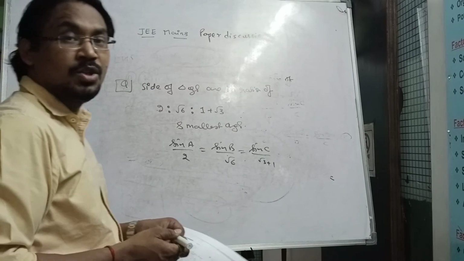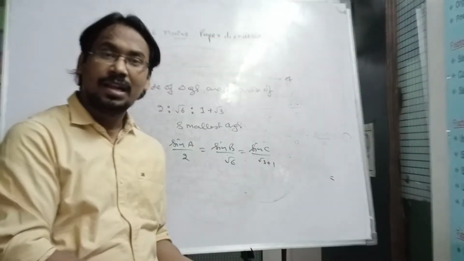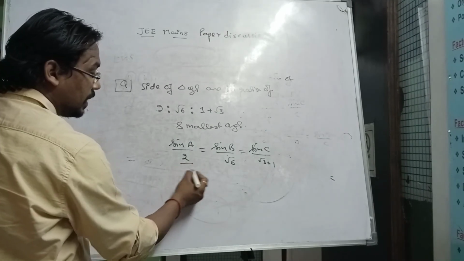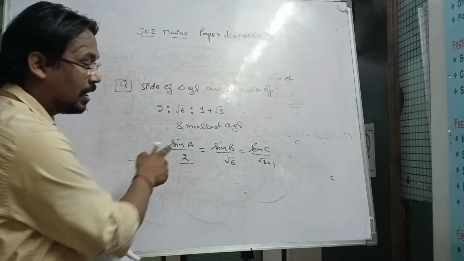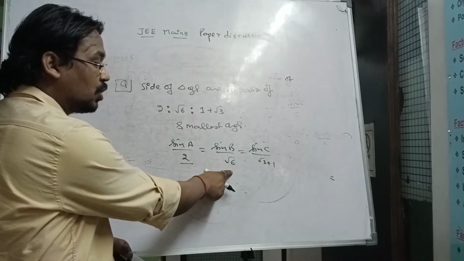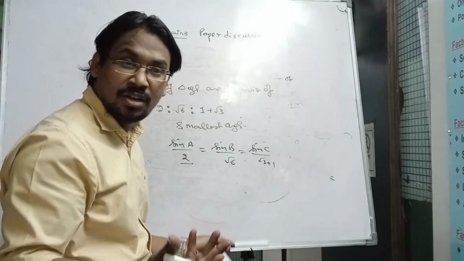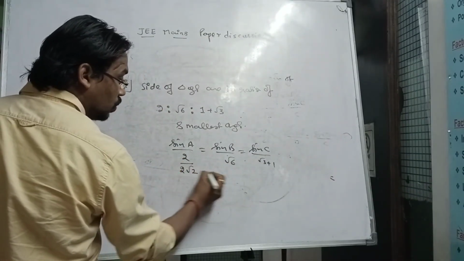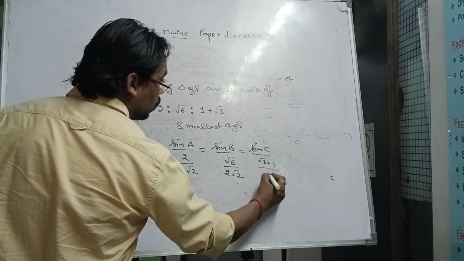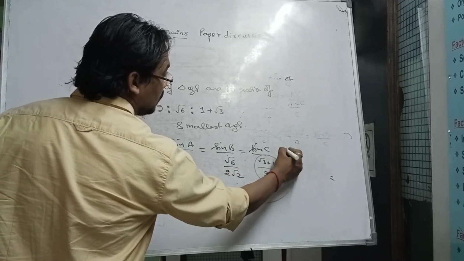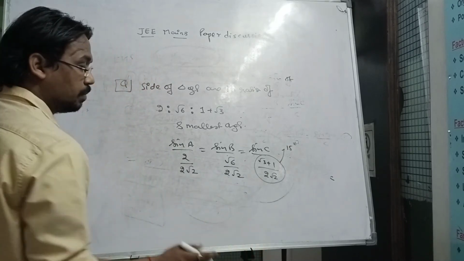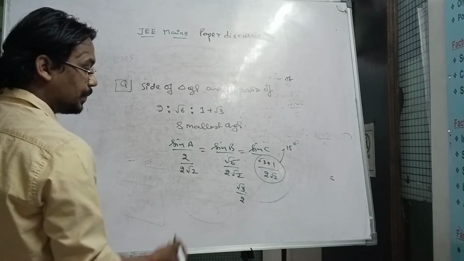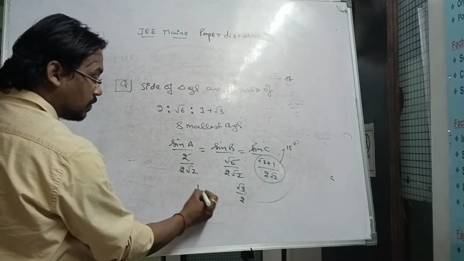Now I will try to make them angles and get the values of A, B, C. If I divide by 2, I will get 90 here, but by dividing by 2, I will not get root 3 by 2 kind of thing. So I will divide by 2 root 2, because I know that it is a 15 degree value. Pay attention. It got cancelled, it is coming root 3 upon 2. And it is coming 1 upon root 2.